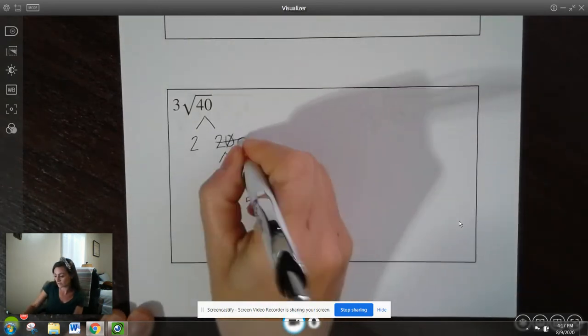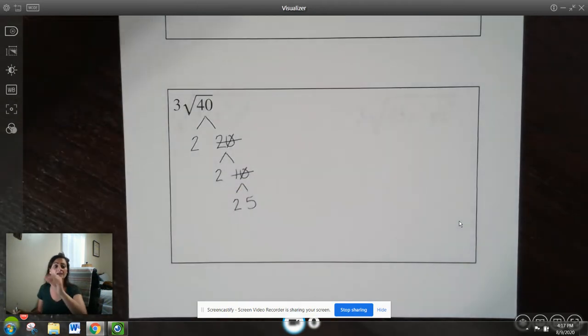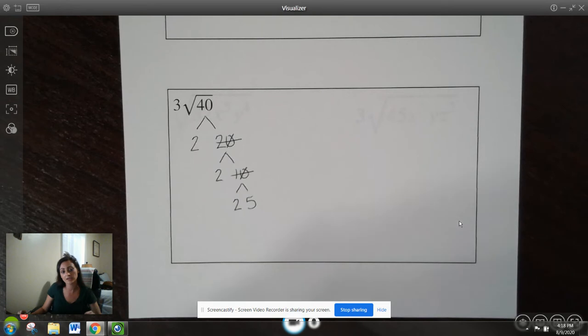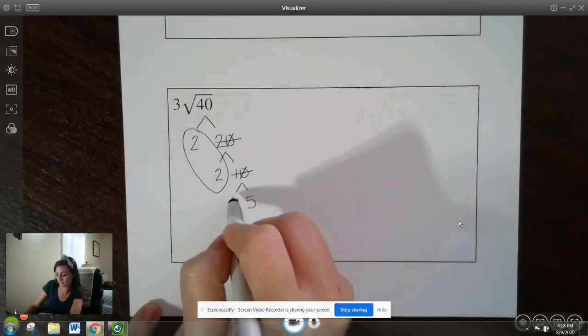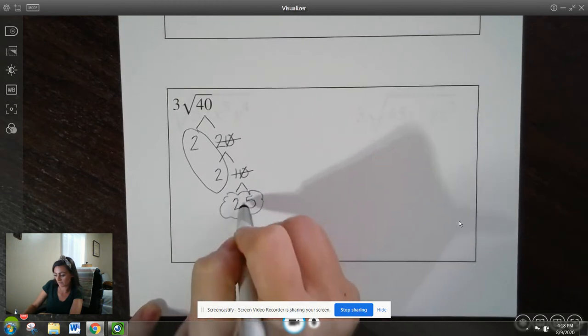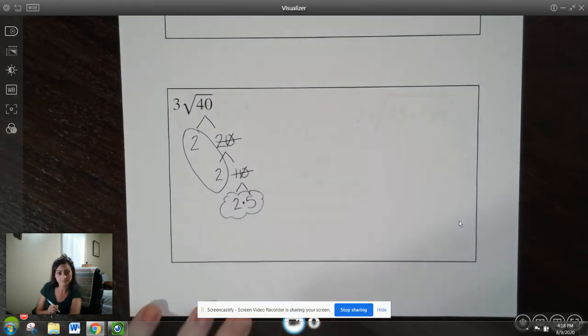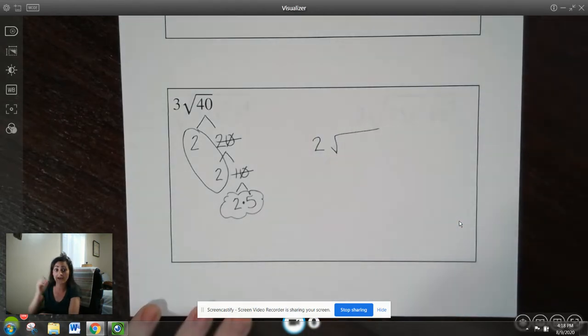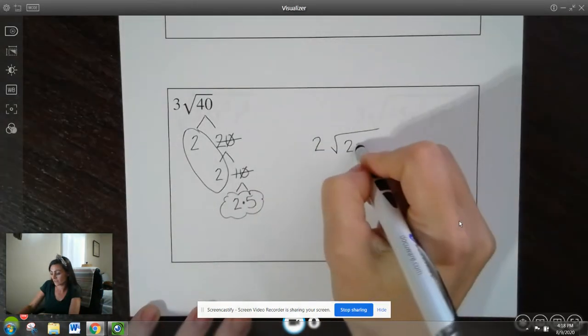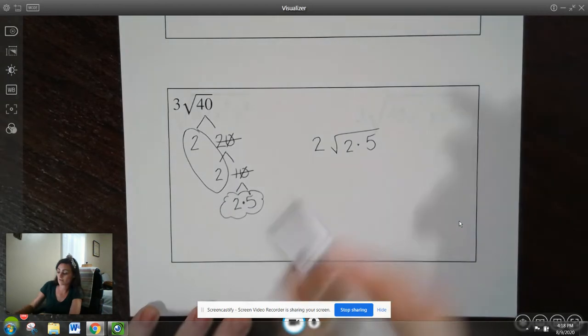Now I'm going to cross out 20 and I'm going to cross out 10 because I have factored them. They are no longer in play. Now I'm going to look for pairs of numbers that I could group together so that I can take them outside of the radical and make them a coefficient. Well, there's a pair of 2's right there, but I've got 2 times 5 left over. So I'm going to put 2 outside the radical to show that that pair existed. And then I have 2 times 5 inside of my radical.